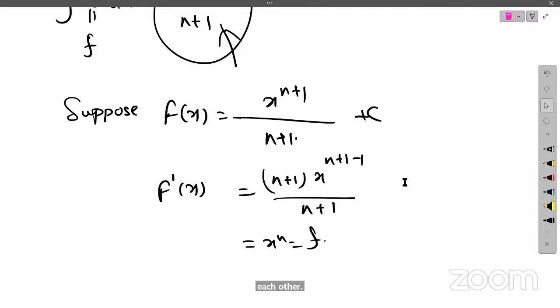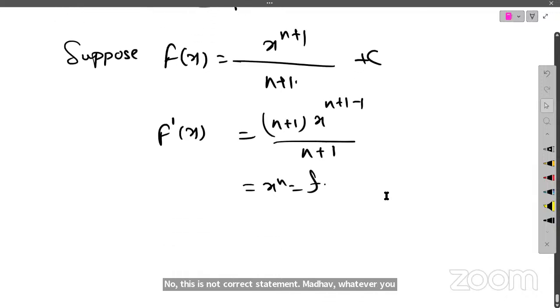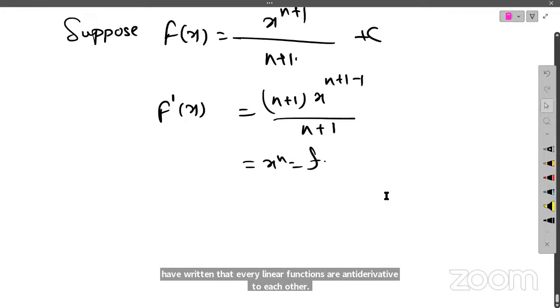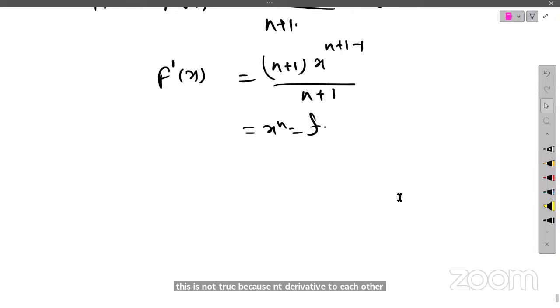No, this is not a correct statement, Madhav. Whatever you have written, that every linear function is an antiderivative of each other, is not true, because antiderivative to each other will be only the zero function. Right? Just think about it. You will get your answer.